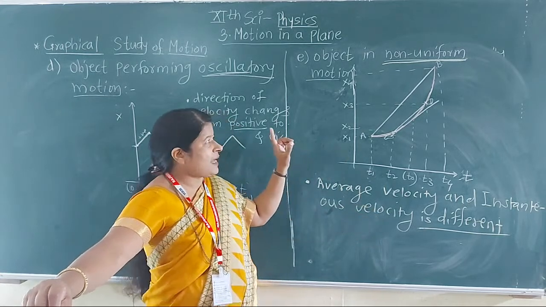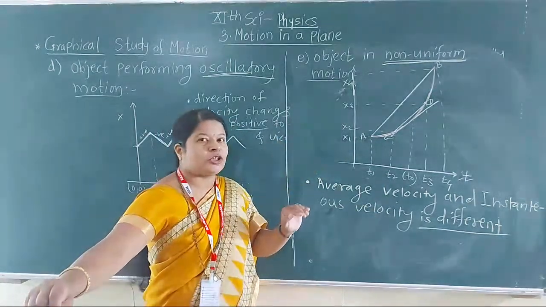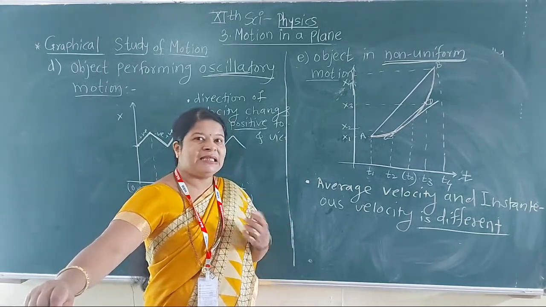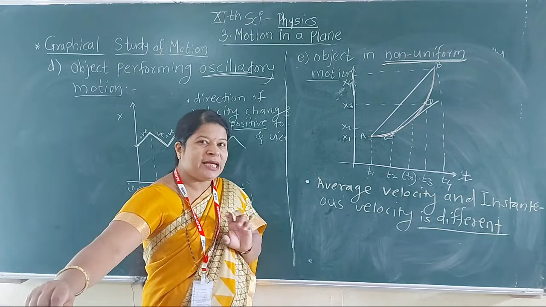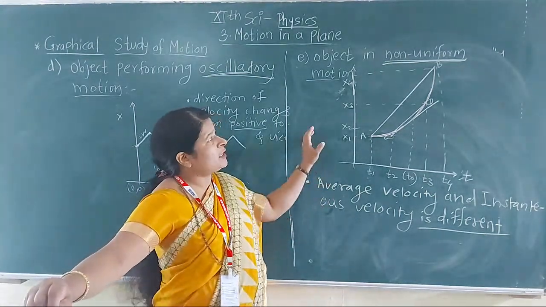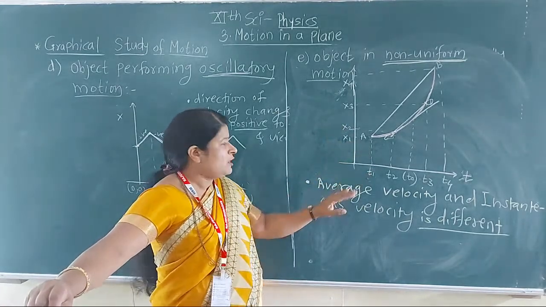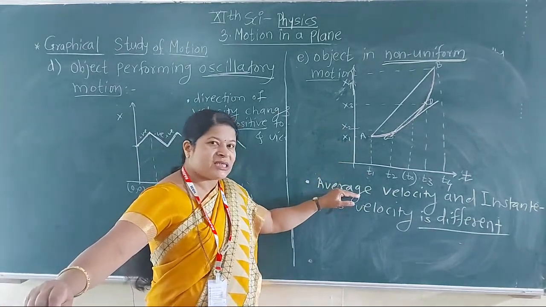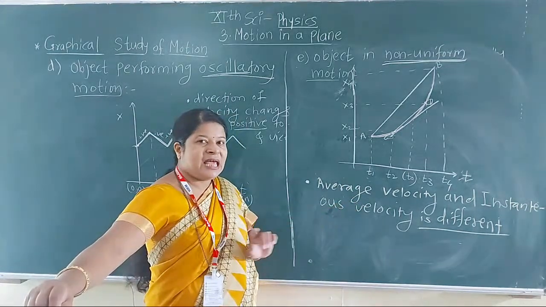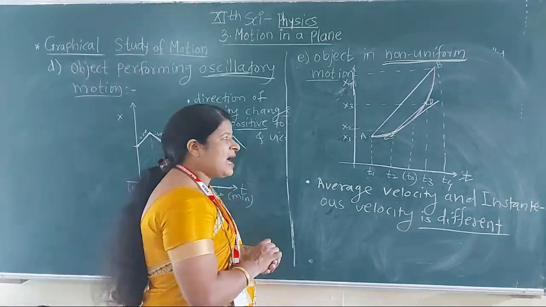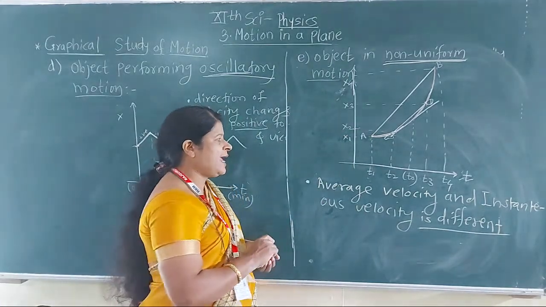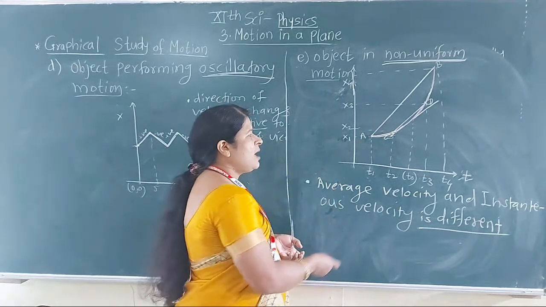फर्स्ट ग्राफ मध्ये तो पाहिलेला होता त्यावेळेस ऑब्जेक्ट युनिफॉर्म मोशन मध्ये होता, त्यावेळेस आपल्याला ॲव्हरेज व्हेलॉसिटी आणि इन्स्टंटेनियस व्हेलॉसिटी सेम मिळत होती. पण ज्यावेळेस ऑब्जेक्ट नॉन युनिफॉर्म मोशन मध्ये असतो त्यावेळेस त्याची ॲव्हरेज व्हेलॉसिटी आणि इन्स्टंटेनियस व्हेलॉसिटी वेगवेगळी असणार आहे. कारण ऑब्जेक्ट नॉन युनिफॉर्म मोशन मध्ये आहे.